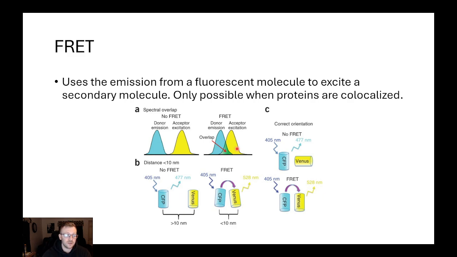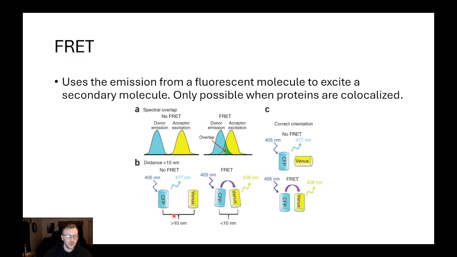And we can use this property to look at co-localization. What this is showing here is that these two proteins are too far away from each other for the donor emission to make the acceptor emission fluoresce. So we have no interaction between these two proteins. They're not co-localized. But in this scenario, our proteins are close enough together, they're localized to the same spot, that the overlap of the donor emission can excite protein B's fluorescent molecule. So we see fluorescence in this channel.